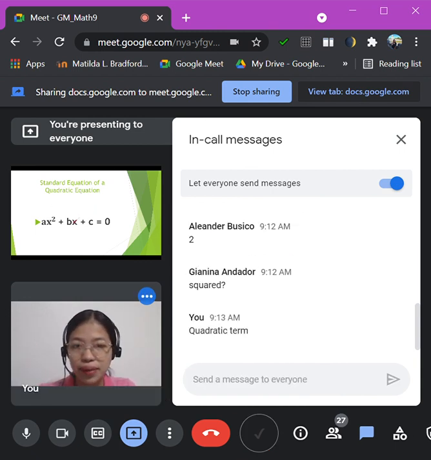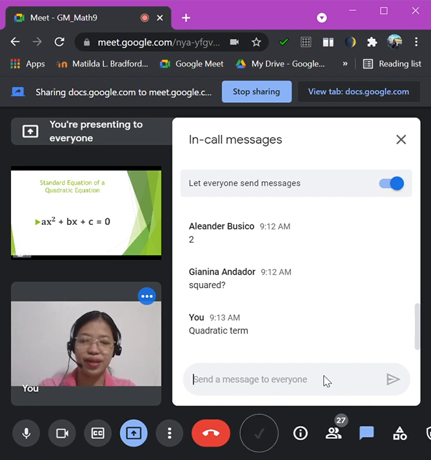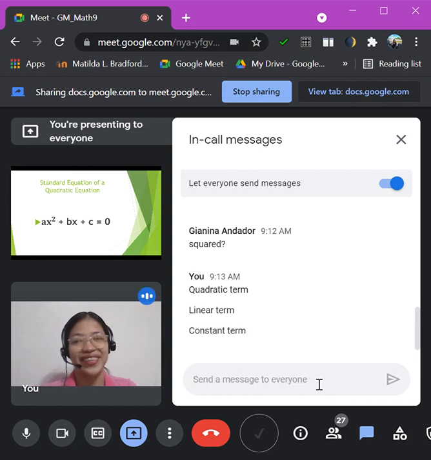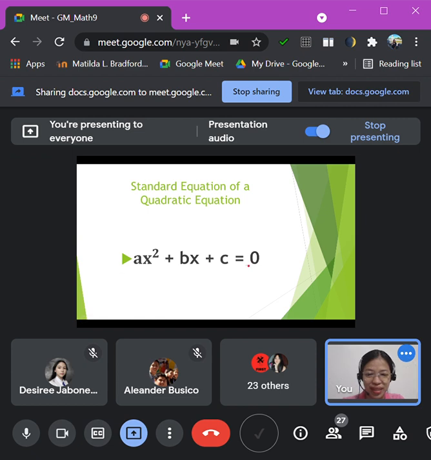How about this bx? What is this bx here? Linear. Very good. That is our linear term. And the last one, what's this? Constant. Okay, very good. That is the constant term. So you have to know this in order for you to identify.